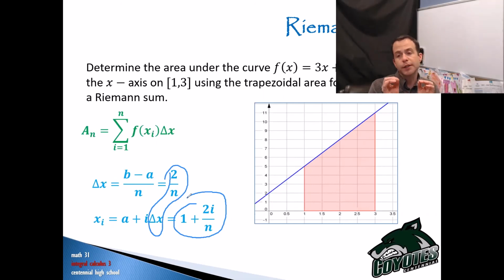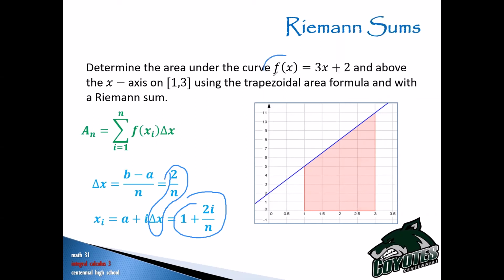Great, but I don't want to know what x subscript i is. I want to know what f of x subscript i is. So for that, I have to remind you that f of x is 3x plus 2. So if f of x is 3x plus 2, and I want f of x subscript i, I need to replace my x with x subscript i. So I need to replace my x with 1 plus 2i over n.